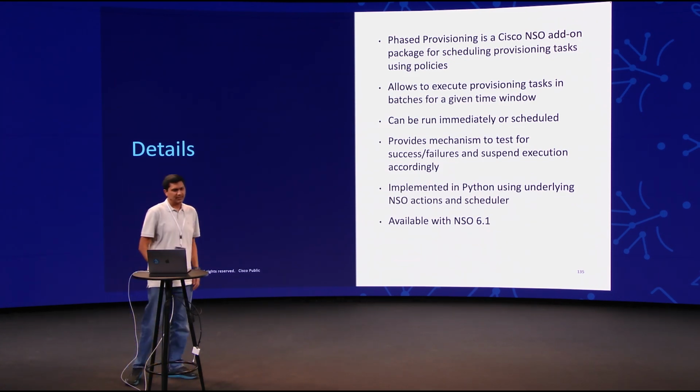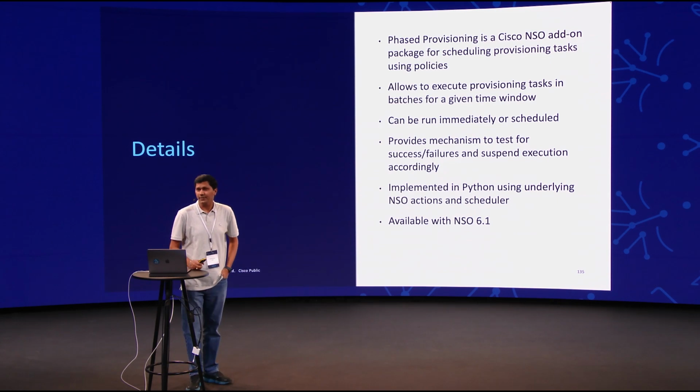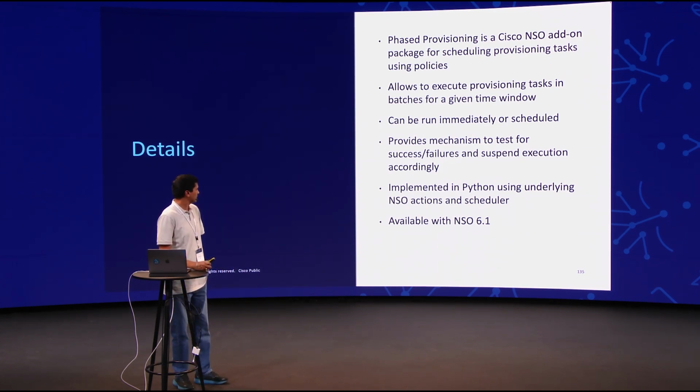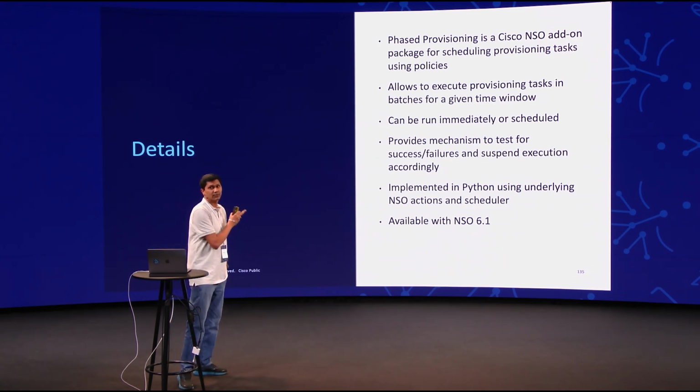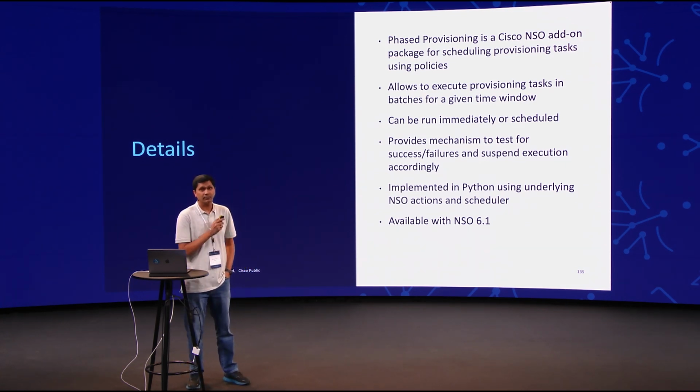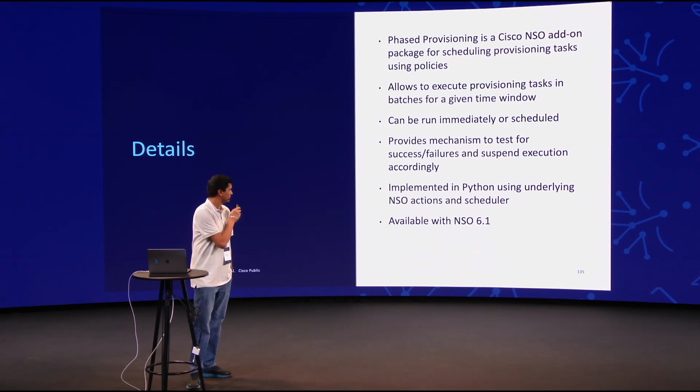So it's just a Python package implemented using Python, and it uses the underlying NSO action scheduler and XPath expression evaluation, those kinds of things that come with NSO. And it's available from NSO 6.1. So if you go to cisco.com and go to the location where 6.1 is loaded, there you should see this package also along with the other add-on packages.